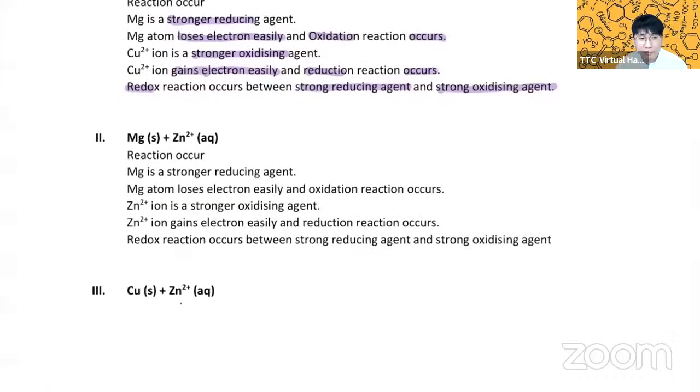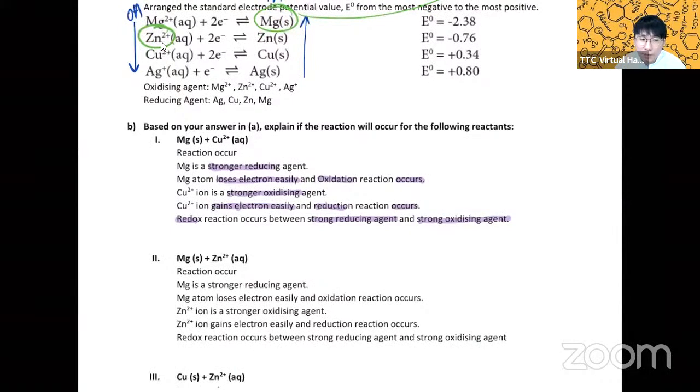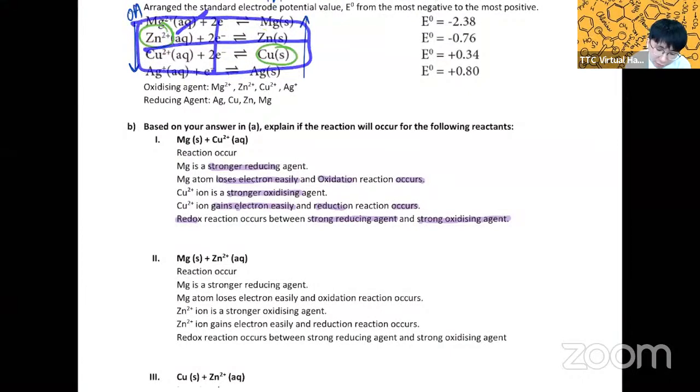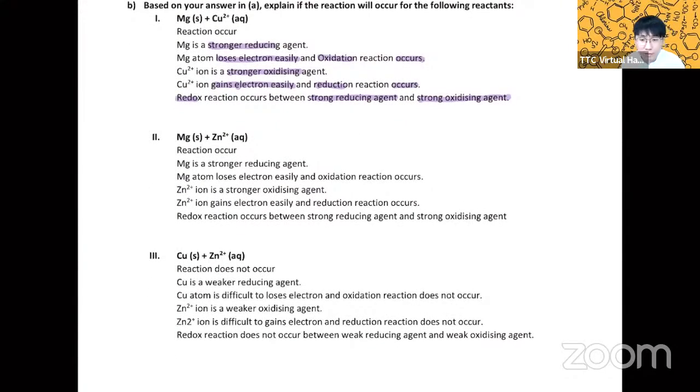Okay, so number three, do you think number three have reaction according to our arrangement on the top? So if I remove my circles here, number three is between Cu and Zn2+. So Cu without charge, and Zn2+. If you try to imagine the table here, it falls on the top left and bottom right. So top left, bottom right, it's a weak oxidizing agent and a weak reducing agent. So definitely no reaction. So another minute for you all to write.